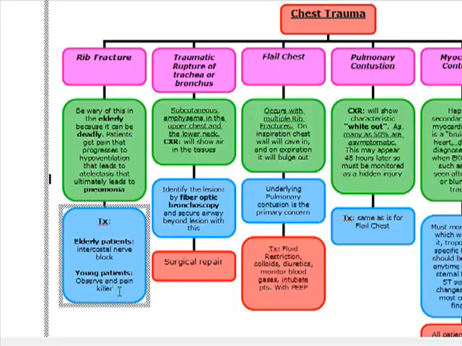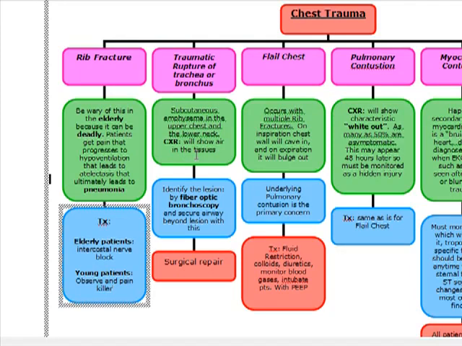Next topic is traumatic rupture of the trachea or bronchus. What do we want to remember in traumatic rupture of the trachea or bronchus? Pneumomediastinum, and that's subcutaneous emphysema in the upper chest and the lower neck. And this is usually going to happen after a high-speed car accident on the test. And the chest x-ray is actually going to show air in the tissues.